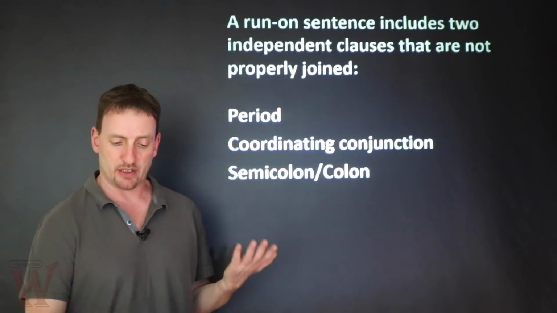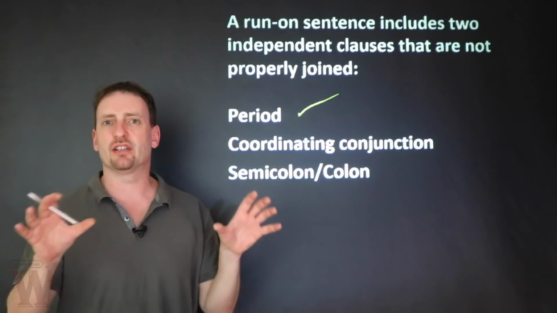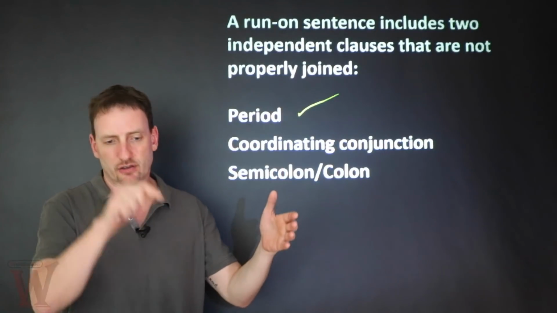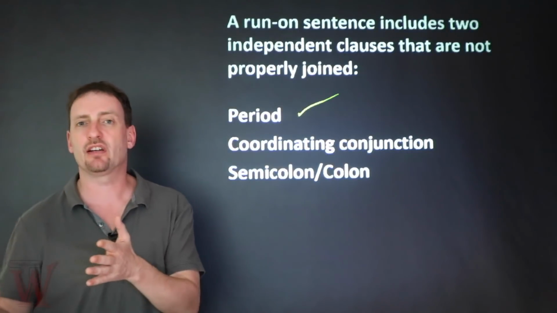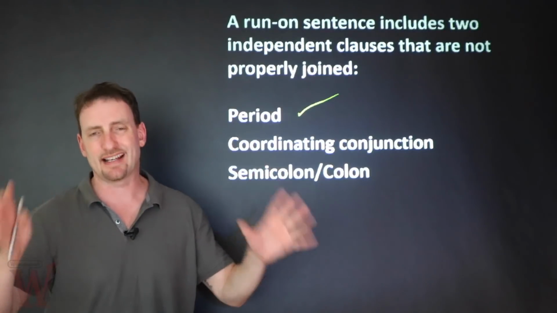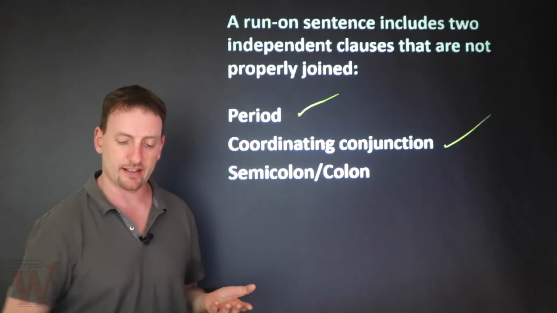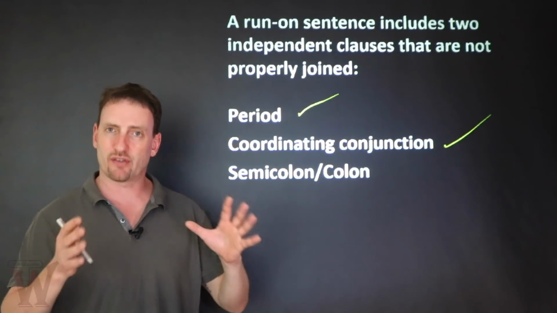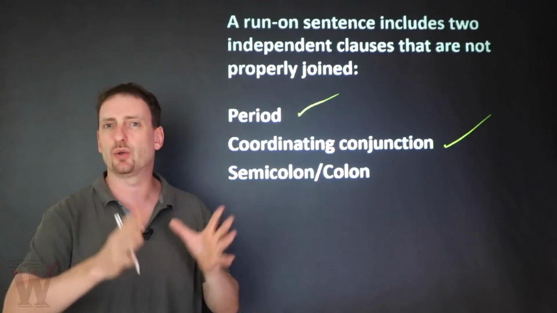Well, your first option is to use a period. Basically, put each independent clause into its own sentence. Finish the first, put a period, capitalize the beginning of the next one, put a period at the end of that, and you have two sentences each correct. Another option is to use a coordinating conjunction. And, but, for, so, yet. All of these are okay with or without a comma to join two independent clauses.